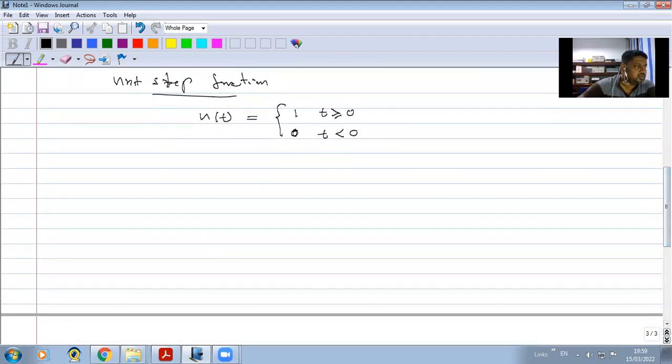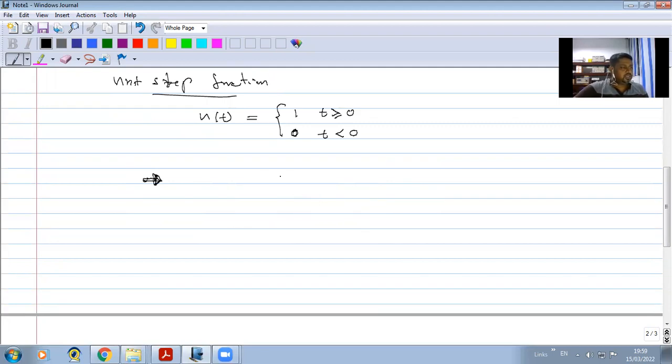So you can do one exercise here. You can pause my video and try to draw this signal. Take 1 or 2 minutes and try to draw this signal.